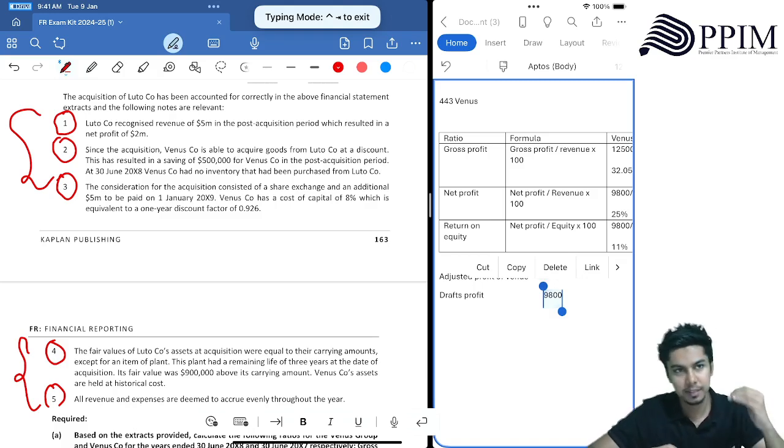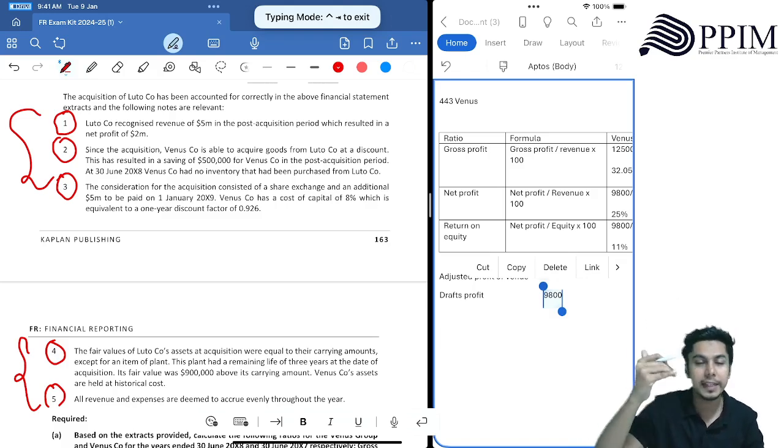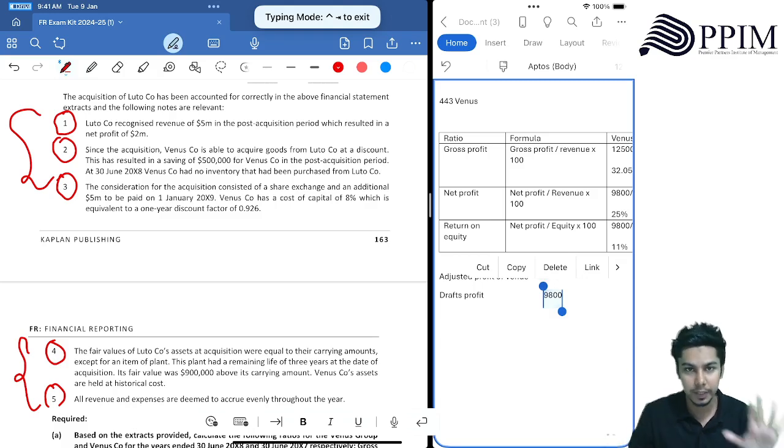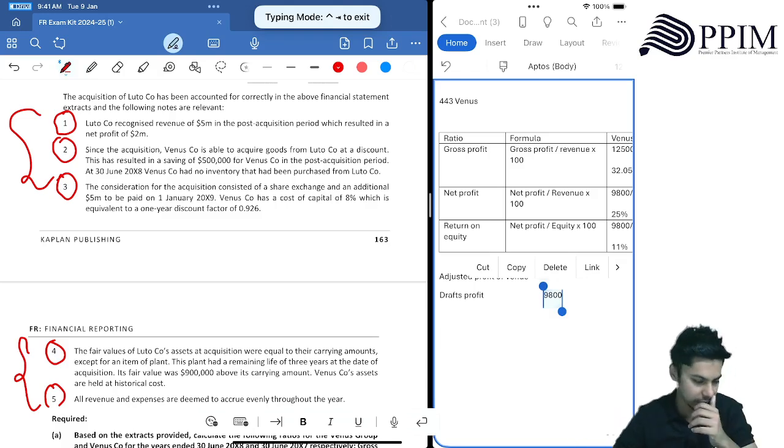You read the question and see, okay, if Luto is not there, what will happen to my 9,800? Will it go up or go down? Start adding and subtracting the numbers. All okay? 5 minutes, right? Start doing this one, guys, as much as possible. Whatever you can, that's it. Okay, right? Start, will you?